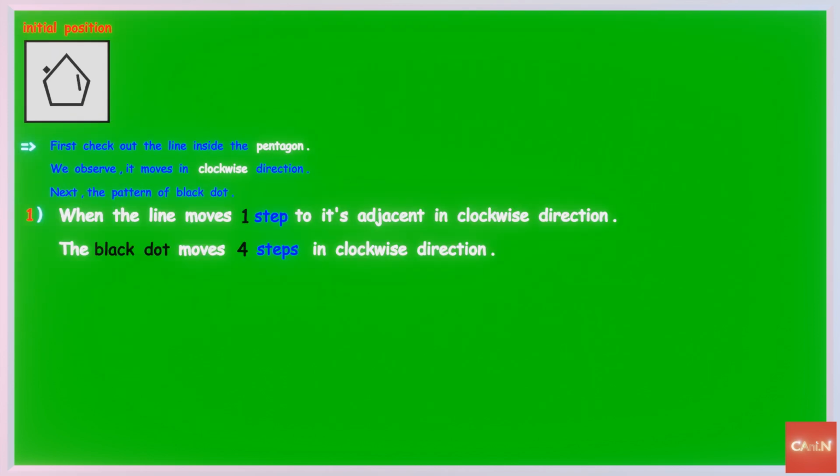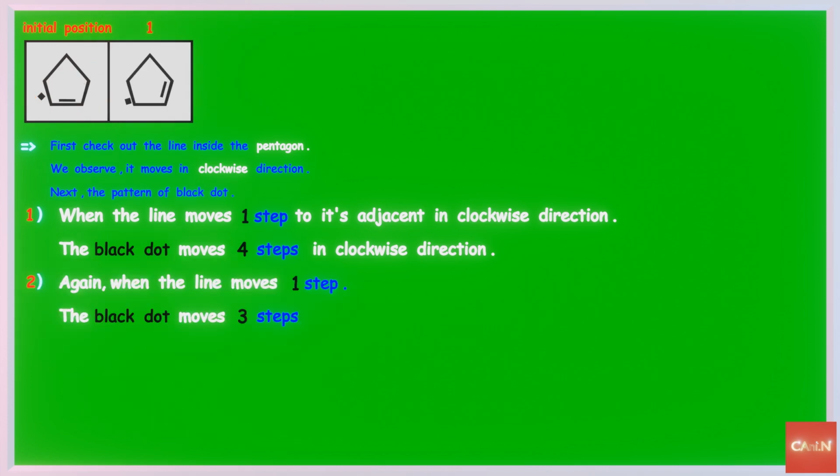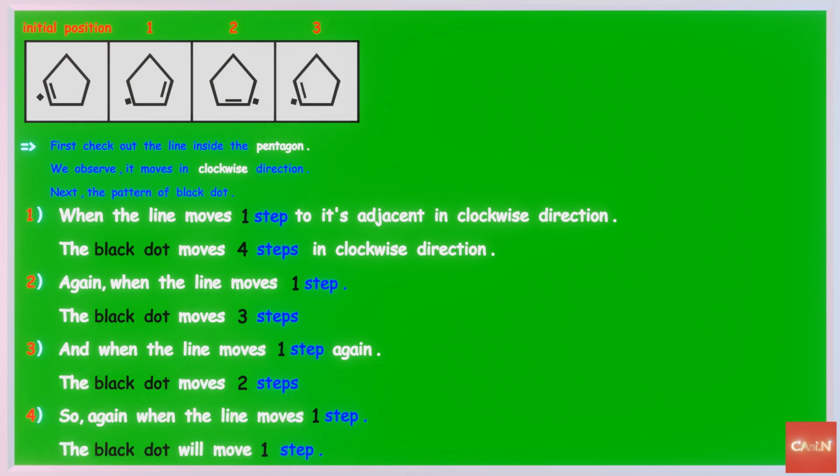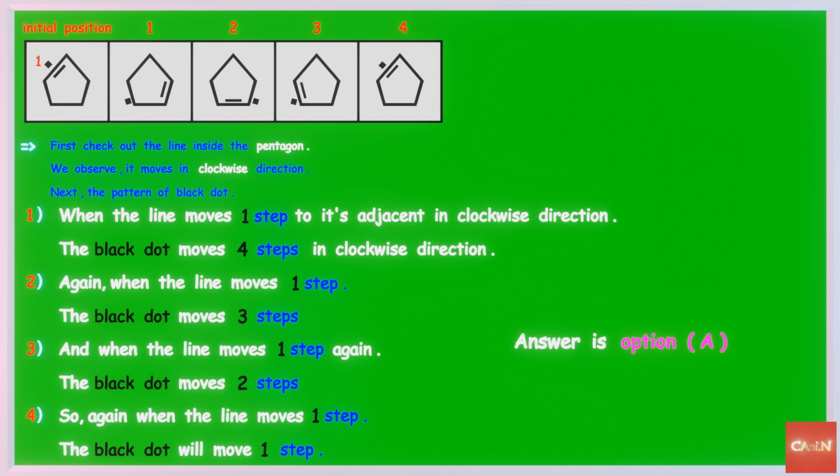When the line moves 1 step to its adjacent in clockwise direction, the black dot moves 4 steps in clockwise direction. Again, when the line moves 1 step, the black dot moves 3 steps. And when the line moves 1 step again, the black dot moves 2 steps. So, again, when the line moves 1 step, the black dot will move 1 step. Hence, answer is option A.